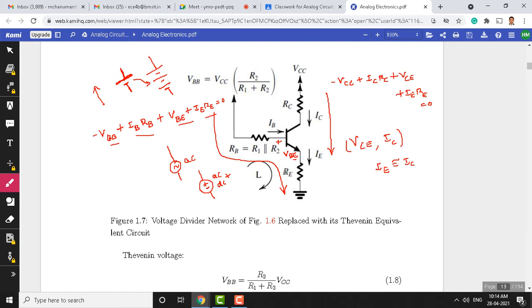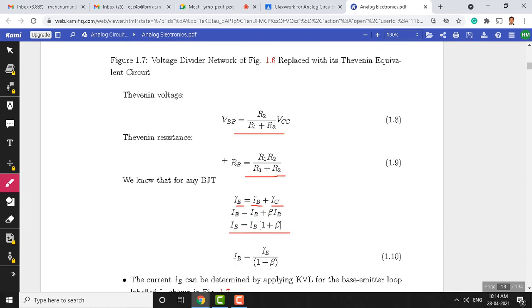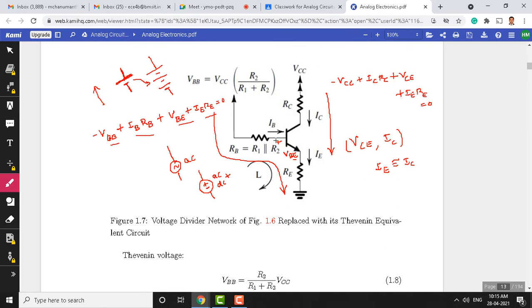Thevenin voltage expression is shown here. Thevenin resistance expression is shown here. Instead of calling it V Thevenin, we are labeling it VBB. VBB can also be understood as the base power supply. This RB is the base resistance. The equivalent resistance at the base of the transistor is R1 parallel with R2. Next, let us go through the fundamentals.